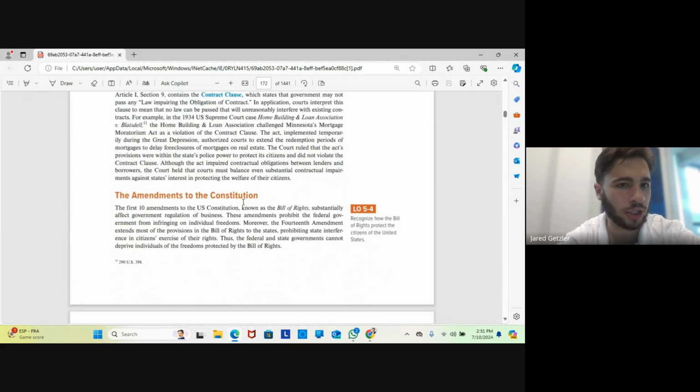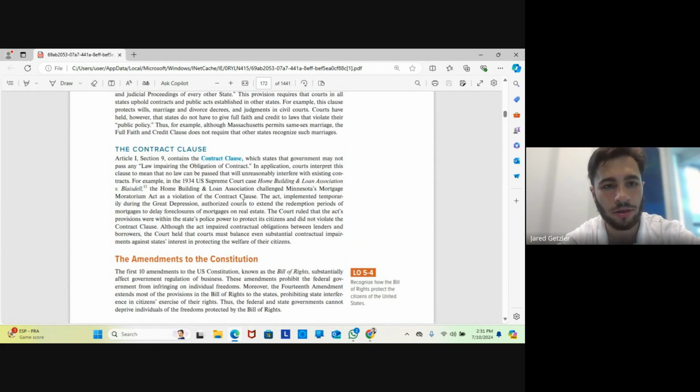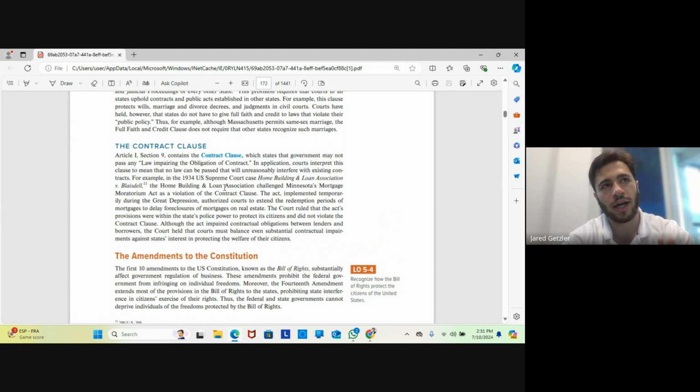And then we also have the contract clause. That means the United States government cannot pass a law that's going to impair an obligation of a contract. So here, the United States passed a bill regarding mortgages, right? So there was an example. Let's say the United States passes a law saying the minimum amount of days to be delinquent on a mortgage before the property can be foreclosed is 50 days.